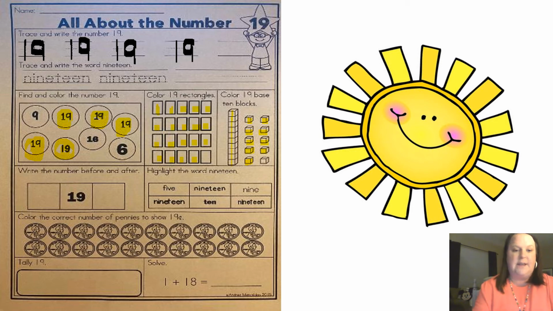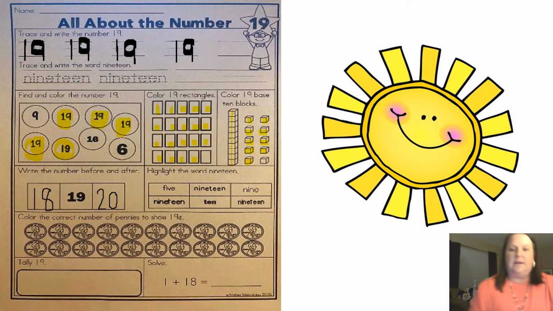All right. It says write the number before and after. So if we were counting, what number comes before 19? It's 18. 18 comes before 19. And that was last week's number. We know we write a 1 and an 8. We have 18, 19. What comes after 19? 20. A 2 and a 0.